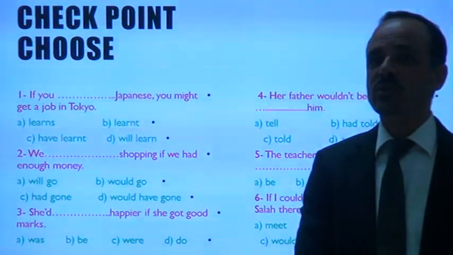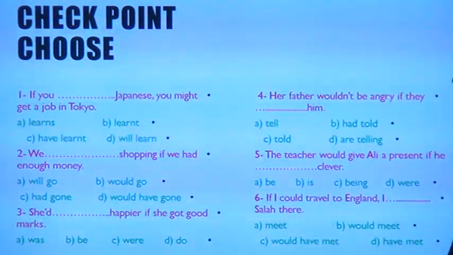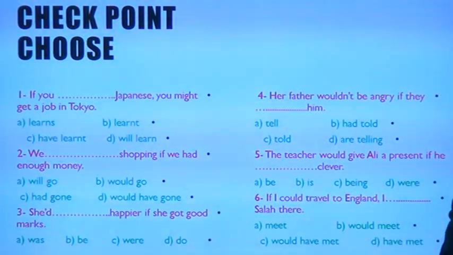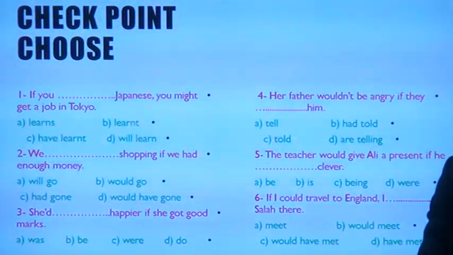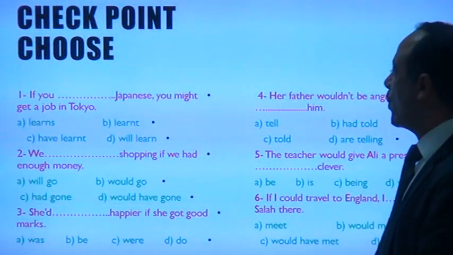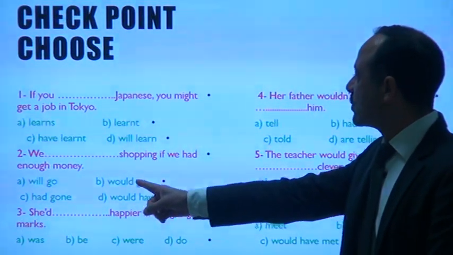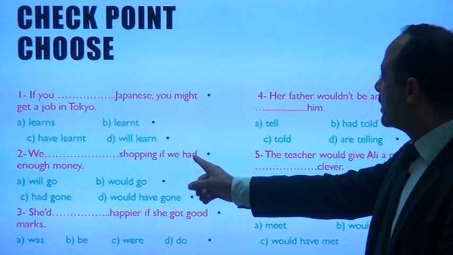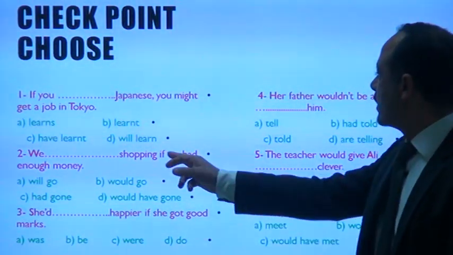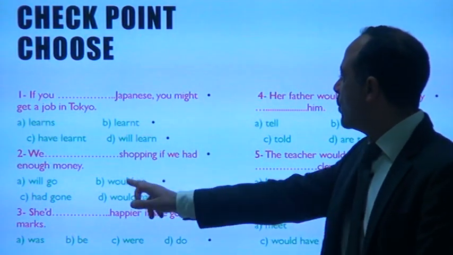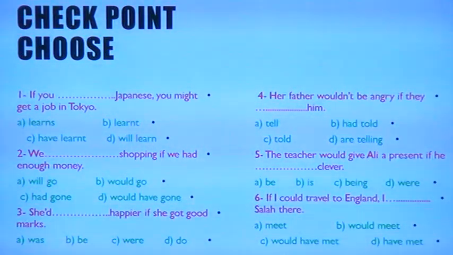So it's your turn now to do number 2. We ___ shopping if we had enough money. Which one is the correct answer? Yes, you're right. I heard you say would go. Yes, that's right. Would go is the right answer. But why? Here I'm having if in the middle of the sentence, and I'm having had, past simple of verb to have. If plus had, past simple, so would go, would plus infinitive. That's right. Number B.